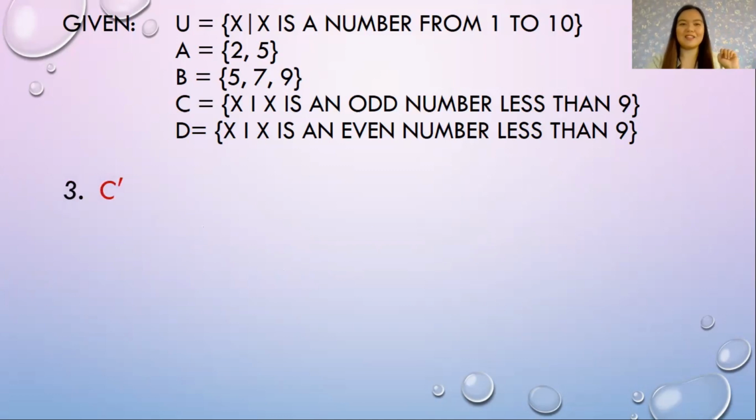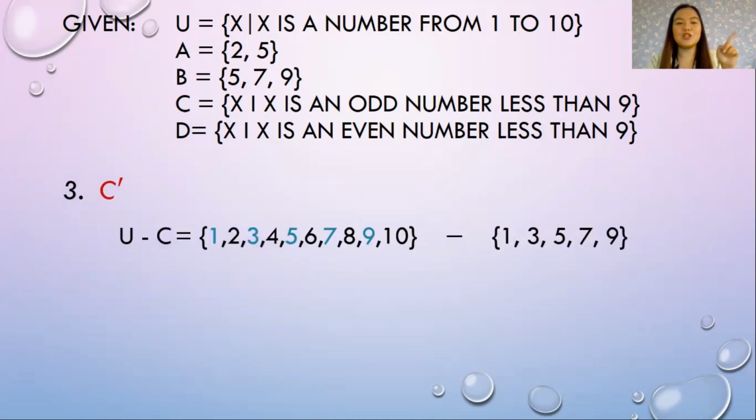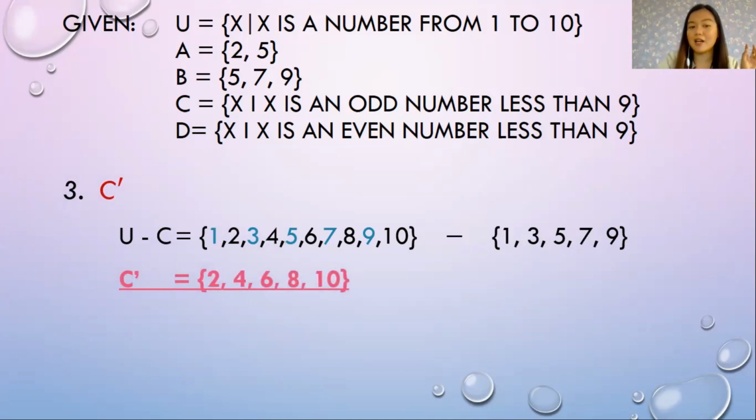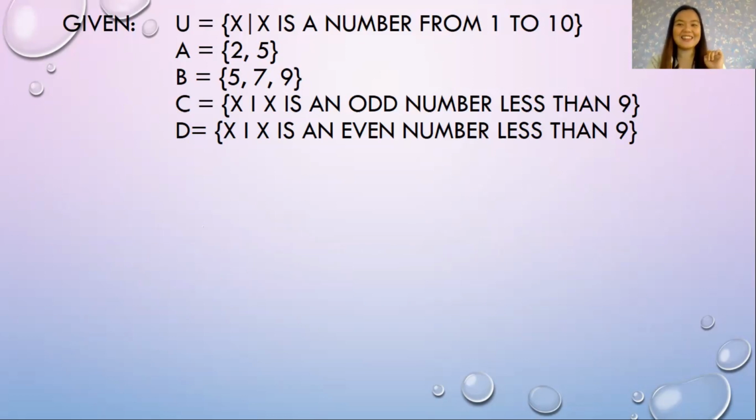C complement. So, we have U minus C, 1, 2, 3, 4, 5, 6, 7, 8, 9, 10, minus 1, 3, 5, 7, 9. Tanggalin natin yung 1, 3, 5, 7, 9 at yung natira lamang ay 2, 4, 6, 8, 10. So, therefore, the complement of set C equals 2, 4, 6, 8, 10.